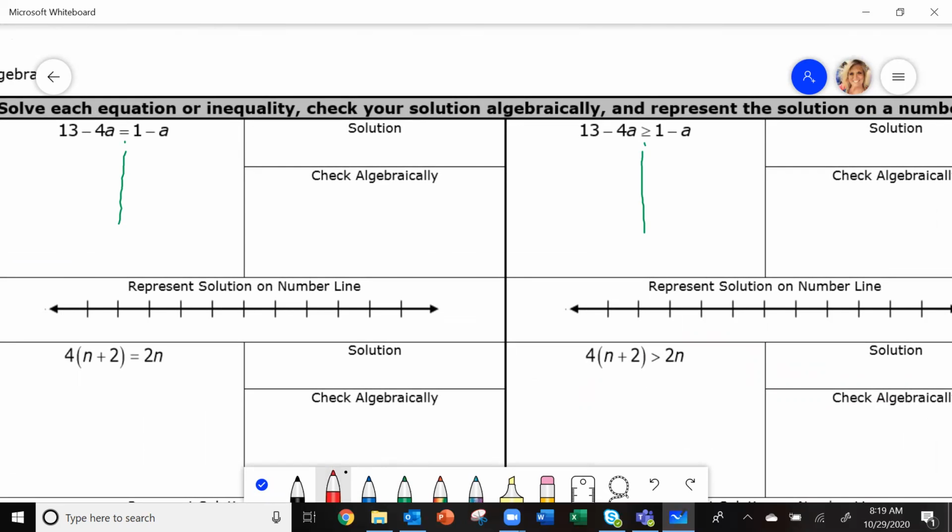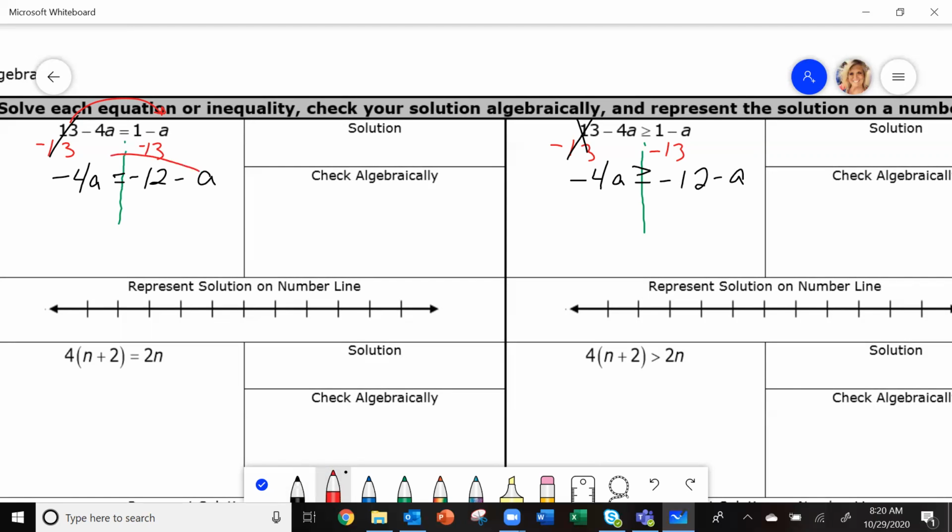First thing you should have done, well, you don't have to do this first, but this is what I'm choosing to do first. I'm going to subtract 13 from each side because I need to move my numbers over here. I get negative 4a equals 1. Oh, not 1. What is it? 1 minus 13. So that would be negative 12. So minus 12 minus a. So same thing over here with the inequality. I'd have negative 4a is greater than or equal to negative 12 minus a.